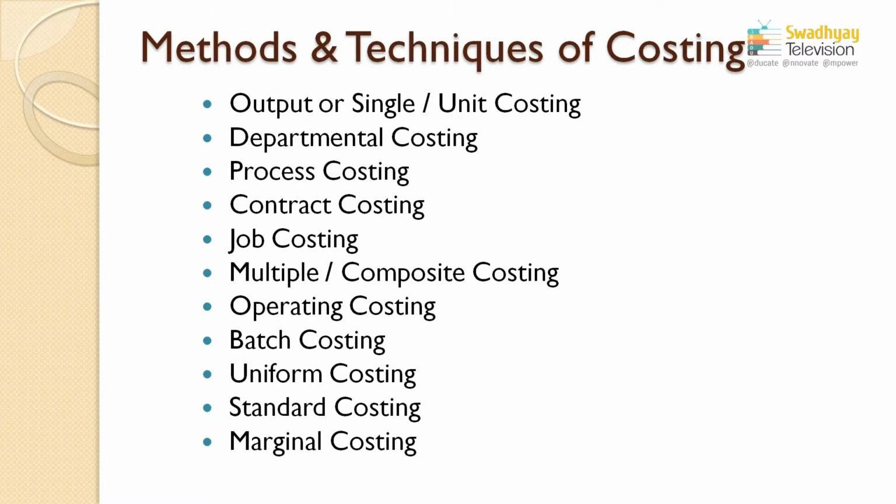Start with the first method, that is output or single costing, or it can be said unit costing. Unit costing means if the company is involved with the manufacturing of a product or rendering different types of services, they can adopt unit costing, single costing or output costing. But the single or output costing method is a continuous process.